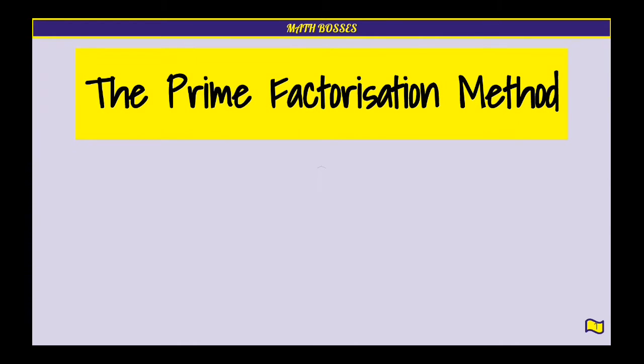Previously, we learnt about the division method for solving HCF and LCM problems. Now, we'll learn about the prime factorization method.